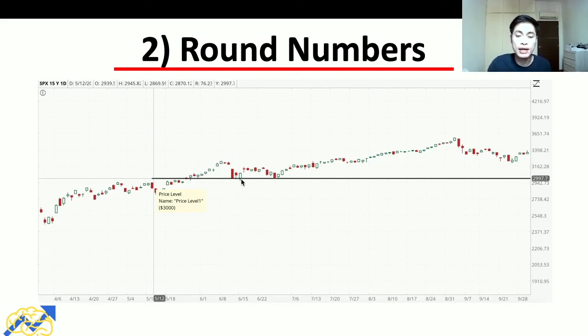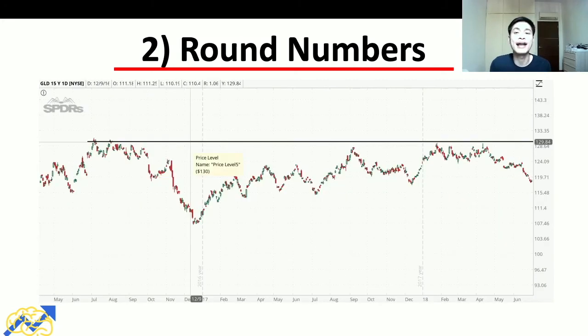So support over here and support over here. This is another example of how round numbers tend to become psychological points where support and resistance levels tend to form. This is the price chart for the gold ETF. At the price level of $130, we see that this round number was a psychological point for investors and traders alike, where there was more selling at this price level compared to buying. This was the first resistance, the second resistance, and then we see on the right side of the chart, there was also the third, fourth, and fifth resistance.